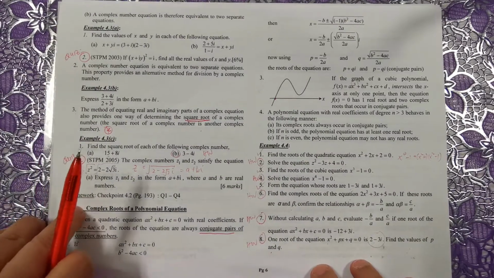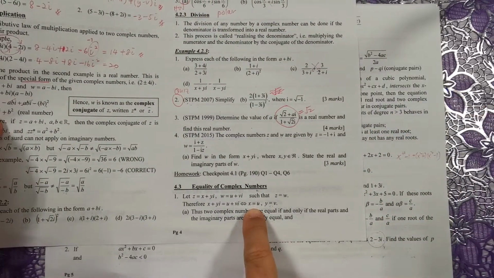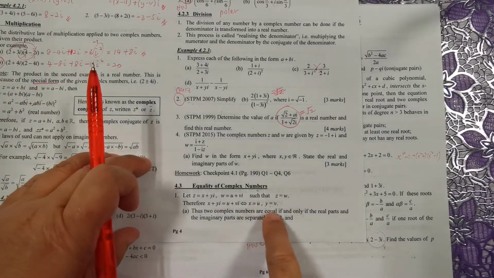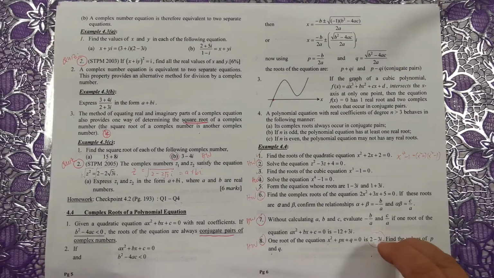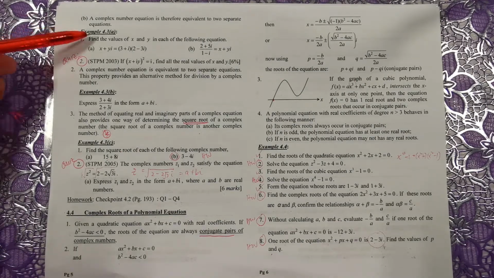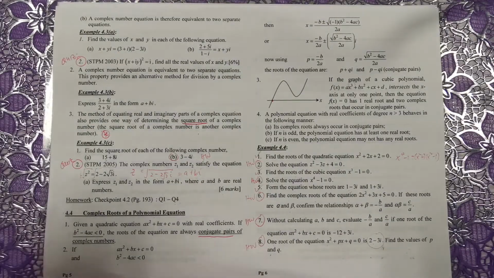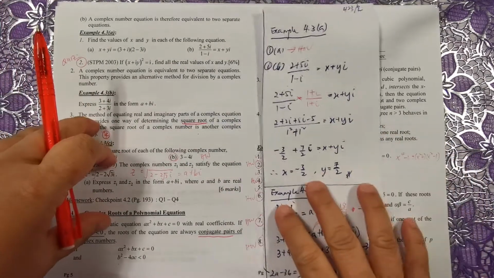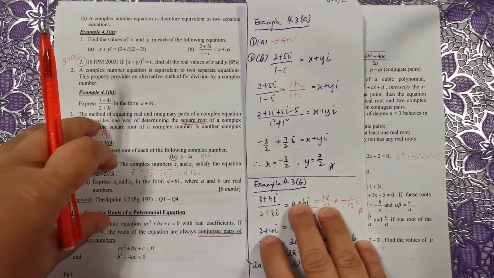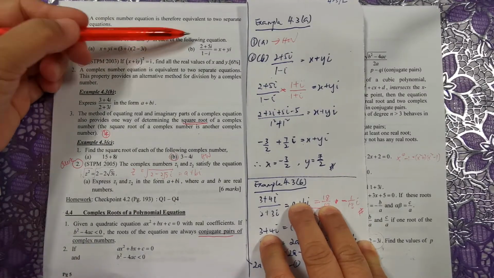Next, a complex number equation is therefore equivalent to two separate equations. Two separate equations means what we have discussed just now: the real part x equals u and the imaginary part y equals v. So let's see one example of how we can use this property. Example 4.3a. The question says: find the values of x and y in each of the following equations.